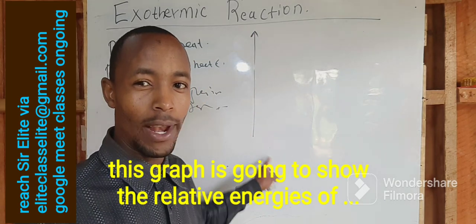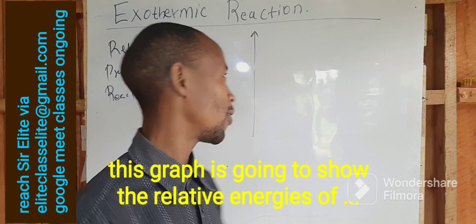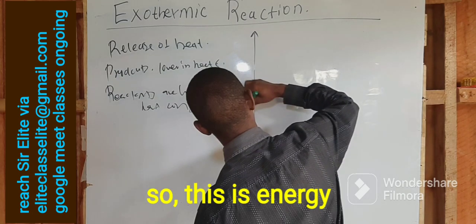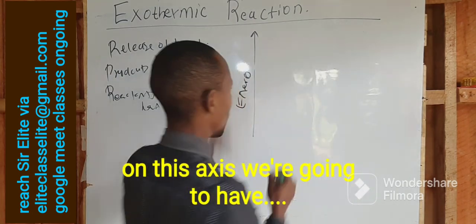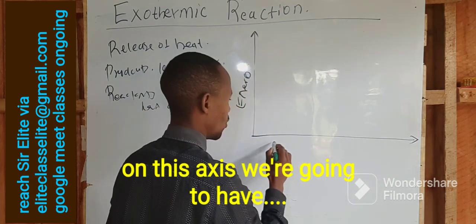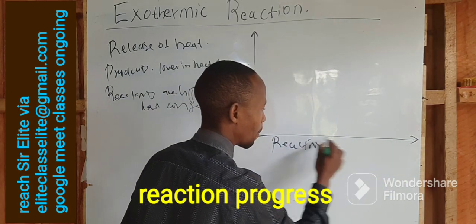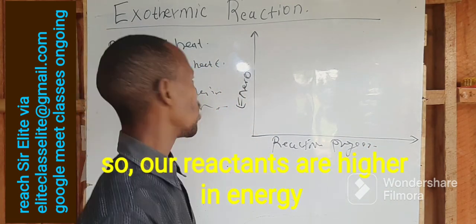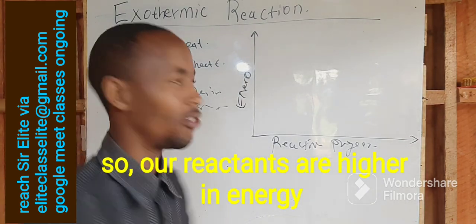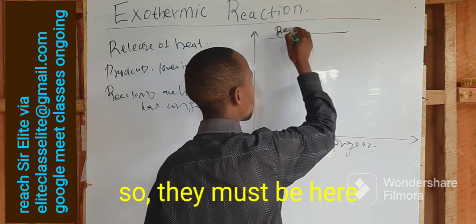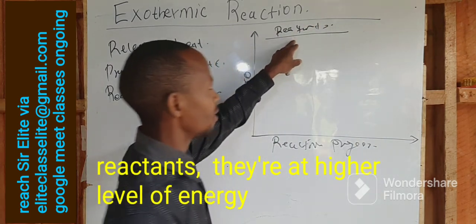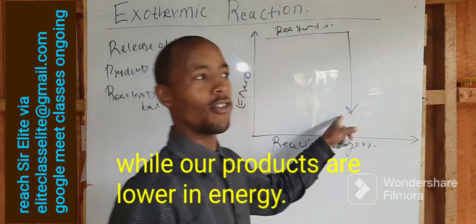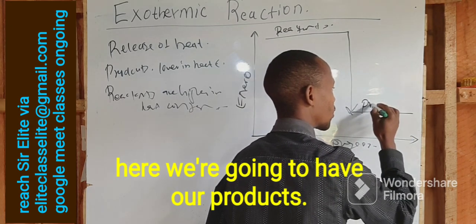If we represented this information in a graph, we would have something like this. This graph is going to show relative energies of both products and reactants. So this is energy. In this axis, we are going to have reaction progress in this axis. So our reactants are higher in energy, so they must be here. Reactants are at a higher level of energy, while our products are lower in energy. Here we are going to have our products.